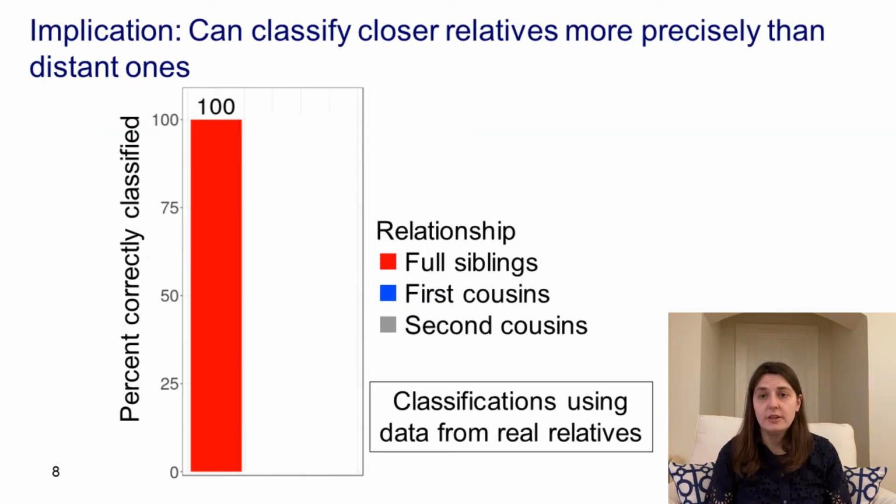So an implication of what we just talked about is that it's actually easier to determine how closely related two individuals are when they are more closely related than when they're not. So, for example, my parent is more closely related to my second cousin than I am. So it's easier to determine their relationship. We'll see that in these plots.